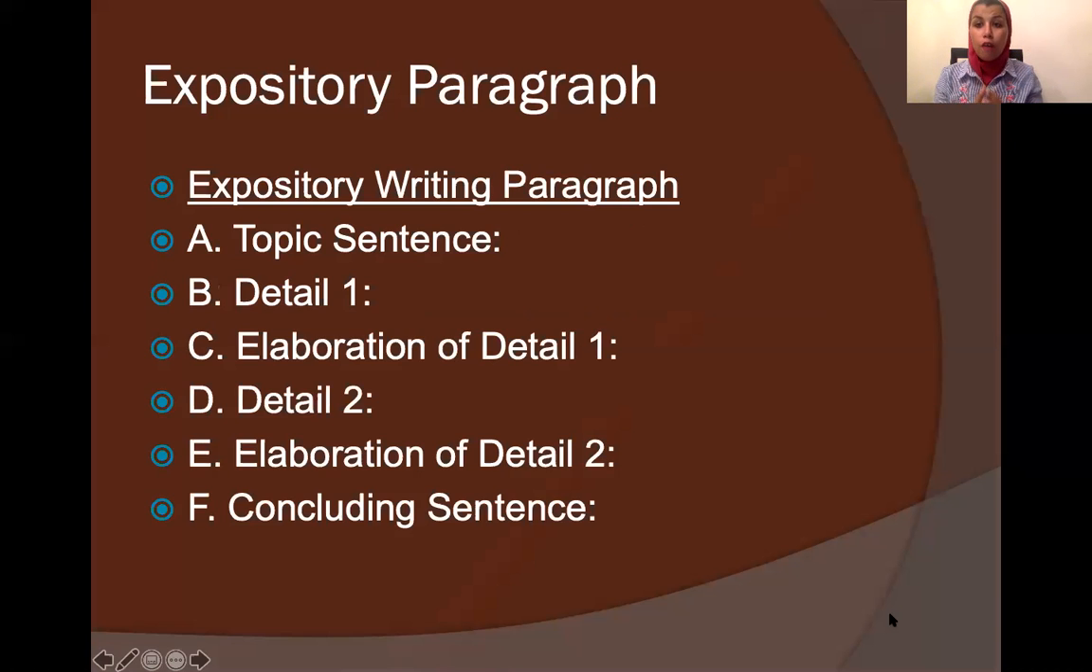It's composed of different parts. The first and the most important part is the topic sentence, and then you have the details, the first detail, and then some examples and elaboration for it, detail 2, and then elaboration of detail 2, and then a concluding sentence. We are going to discuss this in more details further during our session.